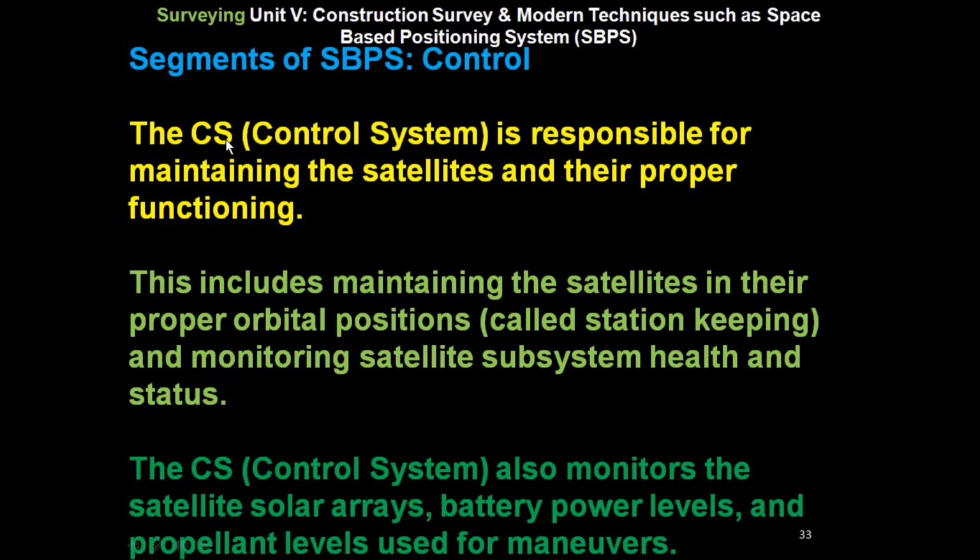The CS, that is control system, is responsible for maintaining the satellites and their proper functioning. This includes maintaining the satellites in their proper orbital positions, called station keeping, and monitoring satellite subsystem health and status. The CS also monitors the satellite solar arrays, battery power levels and propellant levels used for maneuvers.